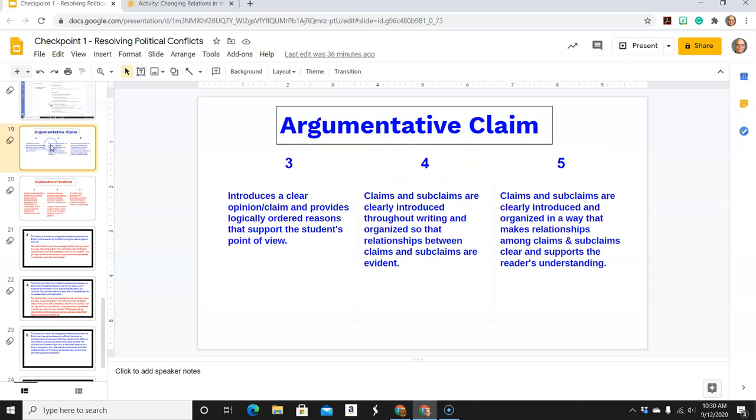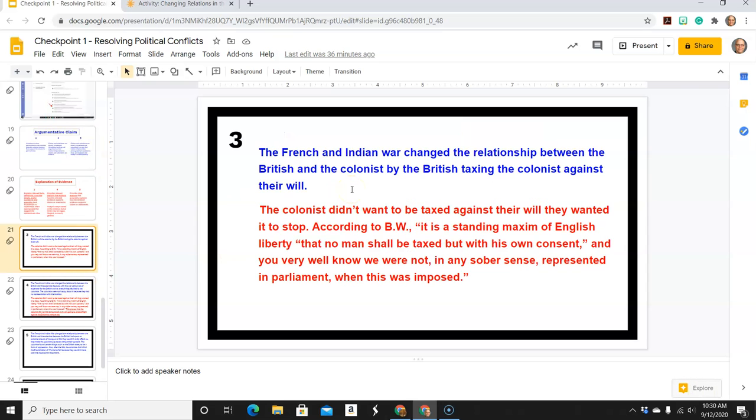Let's take a look at a 3. Is this a clear opinion? Yes. Is it logically ordered reasons? Yes. So this argument of claim is a 3.